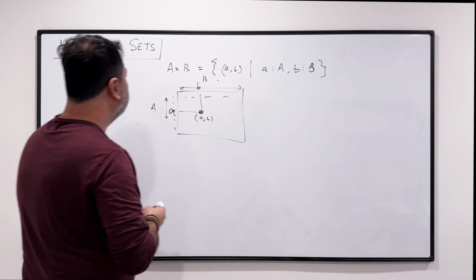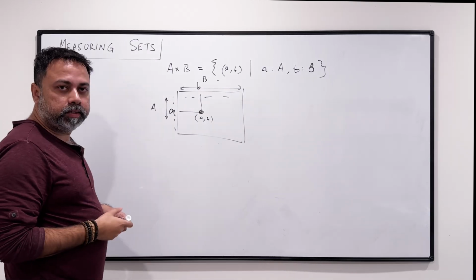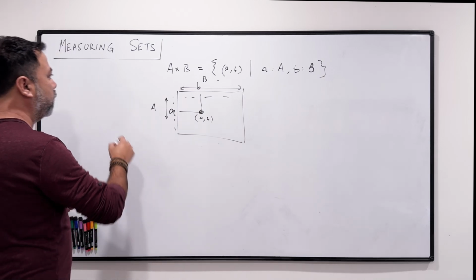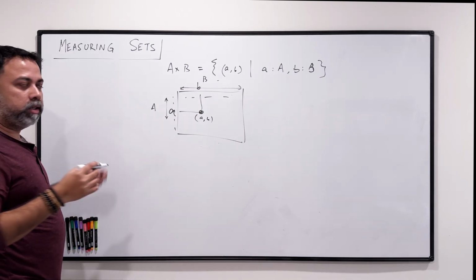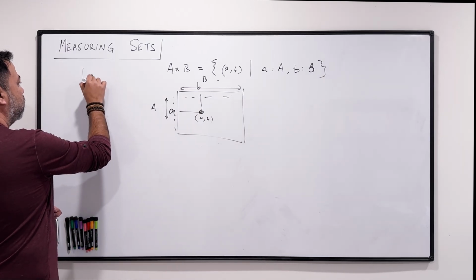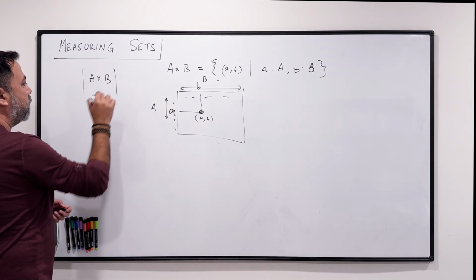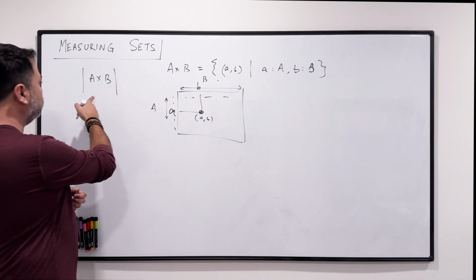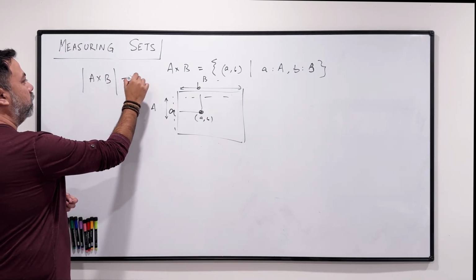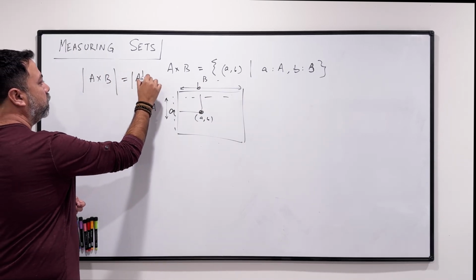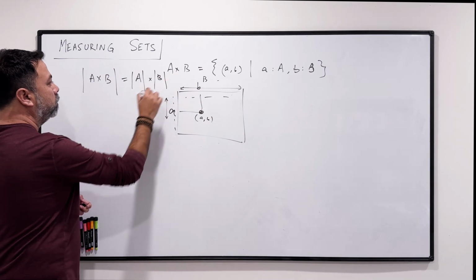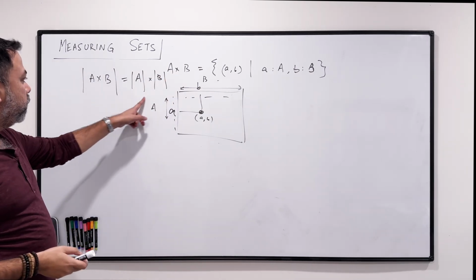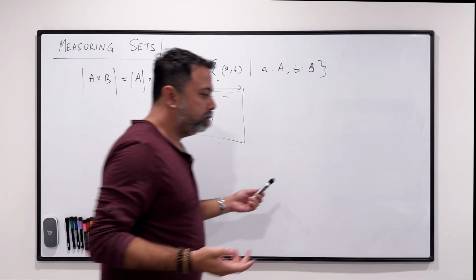So what is the size of this set? We can use a rectangle to count how many elements there are in it. We're going to use the notation called a bar to denote the size of a set. So the size of A cross B is the multiplication of the size of A and the size of B. The size of A cross B is just a product.